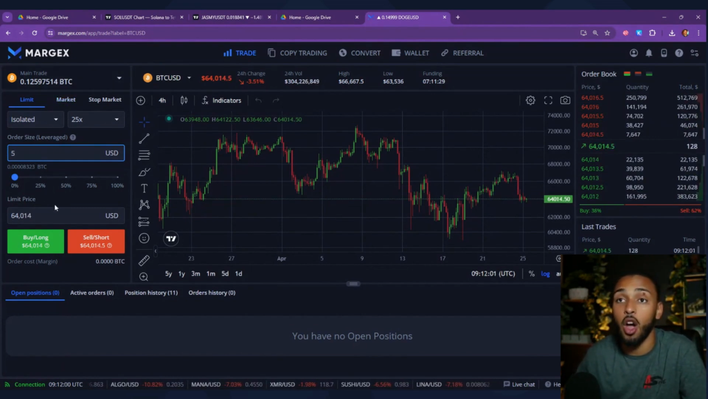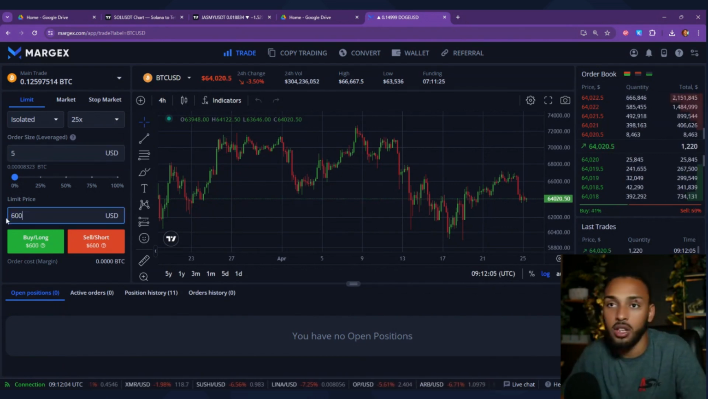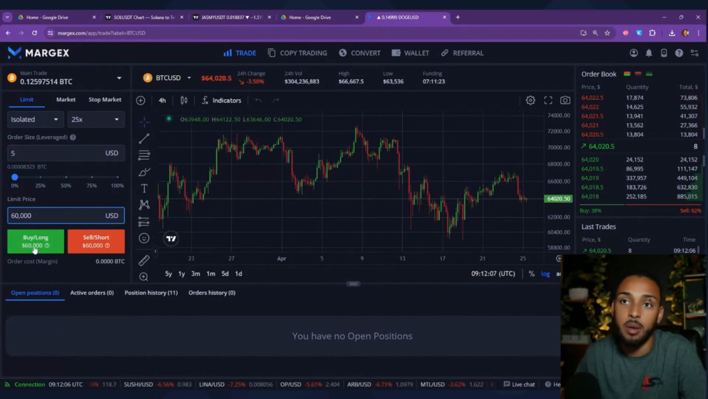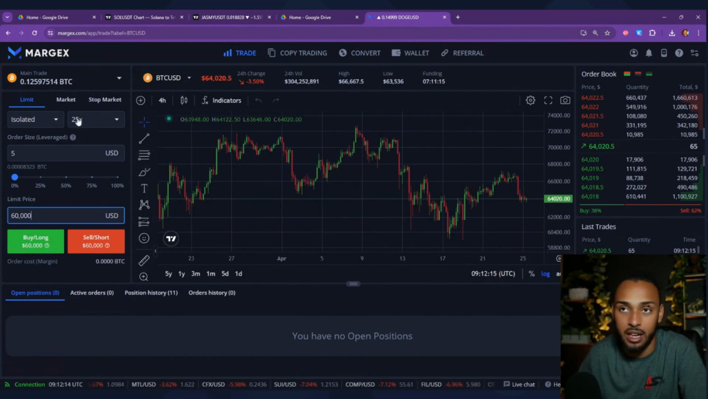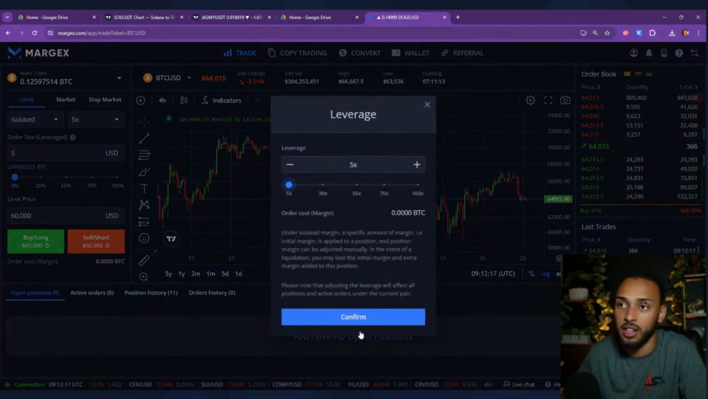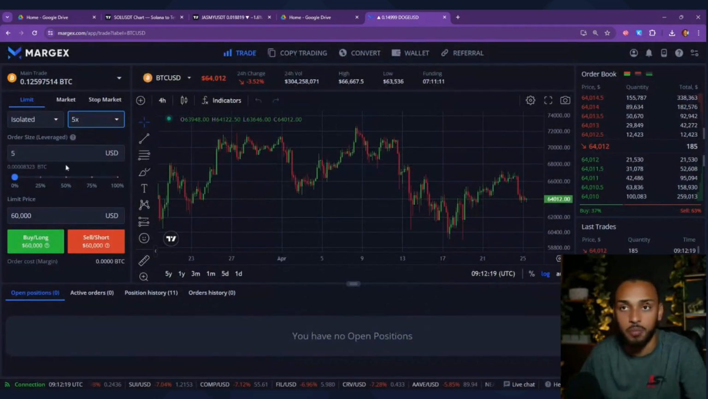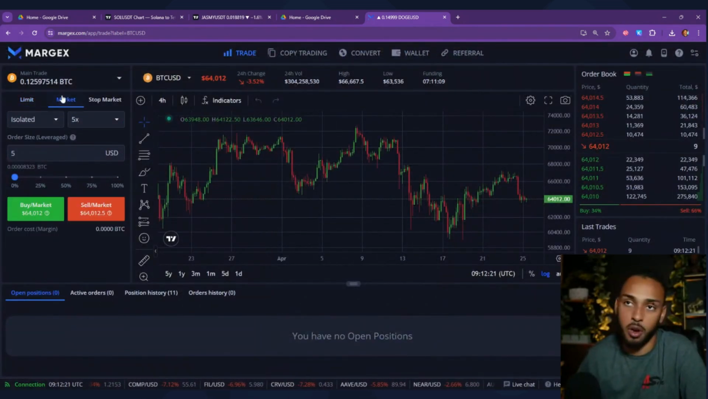But if I wanted to say only open up this trade at $60,000, I would just go in on the limit trade and put 60,000 to buy the long. So that means that if the price of Bitcoin goes down to 60,000, a $5 5x leverage trade on isolated margin would have been open. So let's go ahead and move that to 5x again. Boom, there we go. Okay, so now you see that. But let's go over to just a market trade and make it real simple.